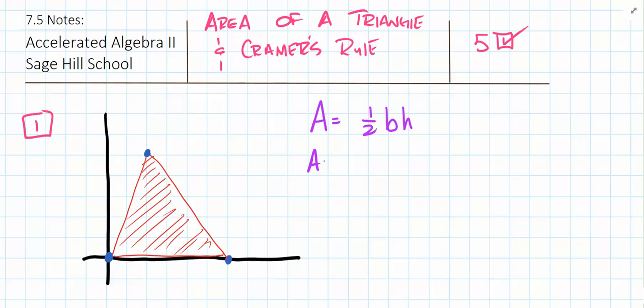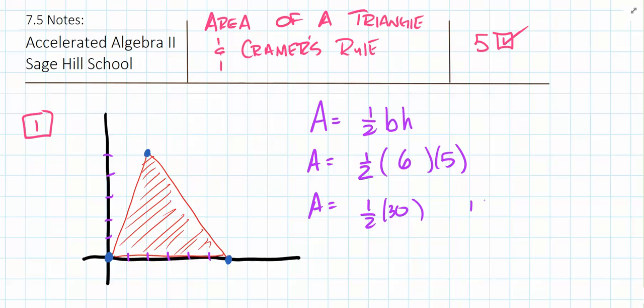So, our area then is going to be 1/2. The base is how many kerplunkerbunkles? 6. There's 6 kerplunkerbunkles, right? So 1, 2, 3, 4, 5, 6. How tall is this thing? 5 kerplunkerbunkles. God, I hate that word. So then the area has to be 1/2 of 30. So we're looking like 15 kerplunkerbunkles. I'll say units squared. All right, good. So that's easy enough, we found that.